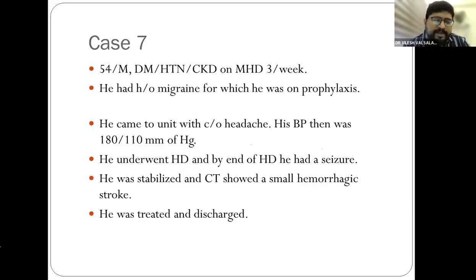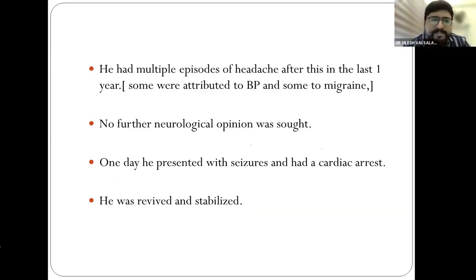So he was admitted, treated conservatively because it was just a very small hemorrhagic stroke, and discharged. So what happened? A patient with a history of migraine had accelerated hypertension, following which during dialysis he had a hemorrhagic stroke, but it was a very small hemorrhagic stroke. It was treated and the patient was discharged.